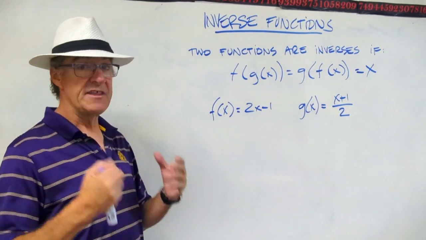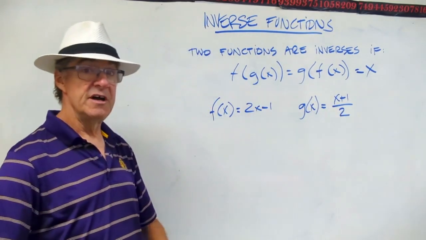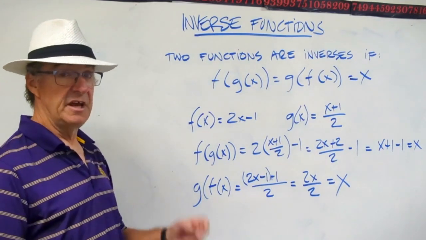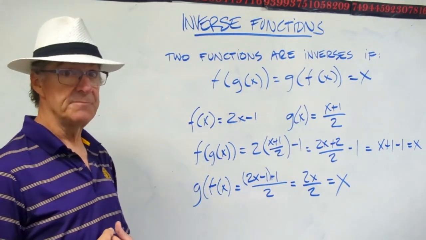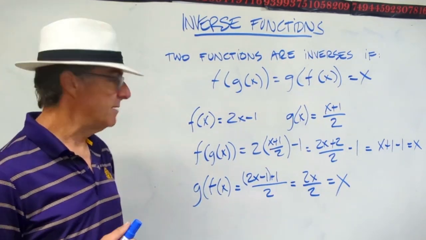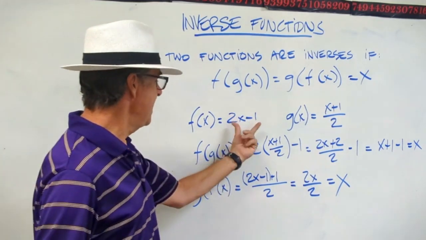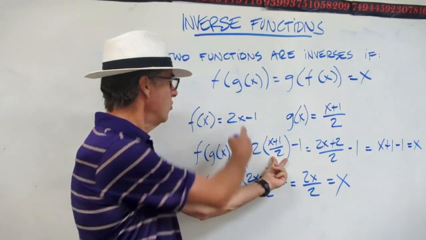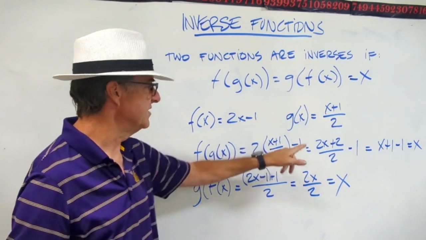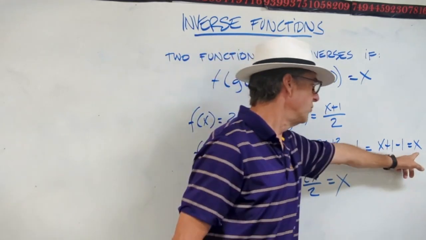I want you to try that same algebraic process with these two functions and show that they are inverse functions. All right, let's see how you did. Now you're going to need to make sure your algebra skills are up to task, because the algebra required gets a little bit more complicated. First off, we're doing f of g of x. I put g of x in here where x is in f of x. So I have 2 times parentheses x plus 1 over 2 minus 1. I do my distributive property, cancel my 2's, and I end up with x.